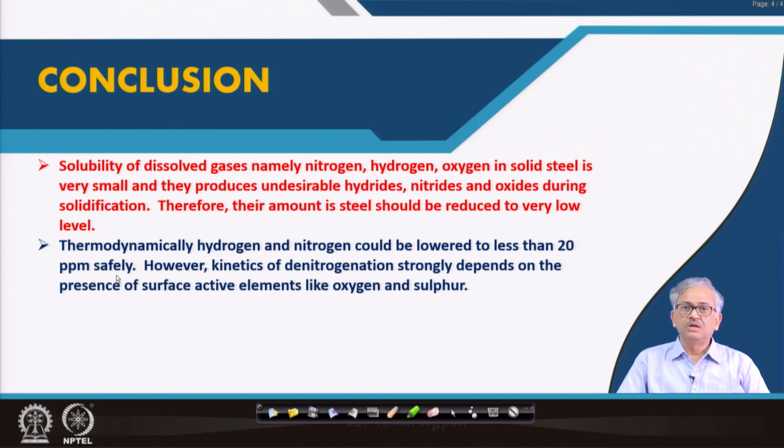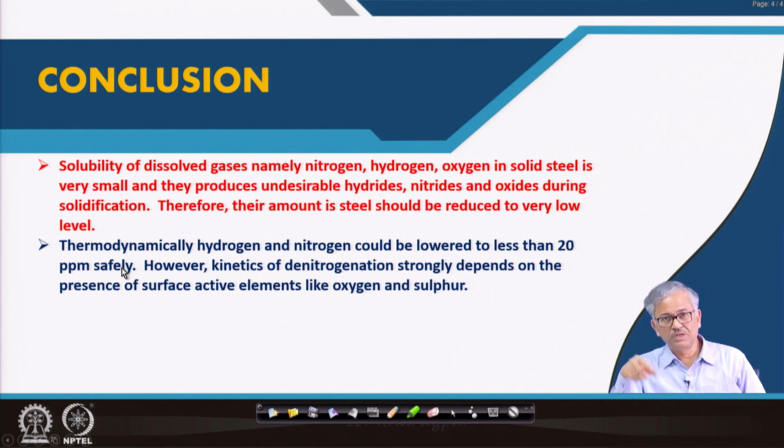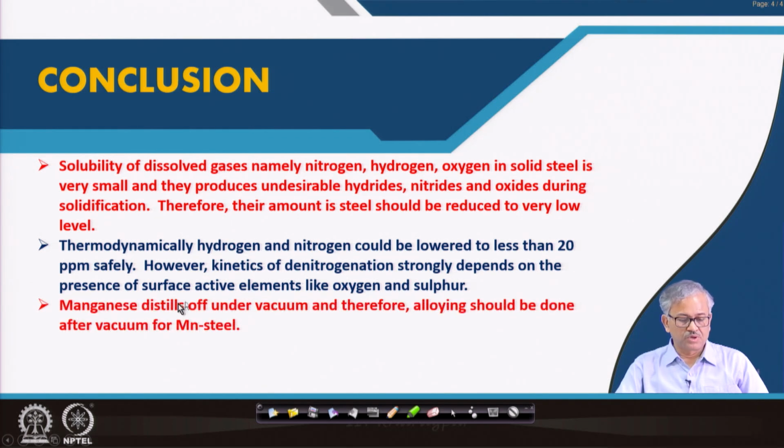So you have to deoxidize and desulfurize the bath; you have to bring down the oxygen and sulfur to a very low level, and then you can do the denitrogenation. Otherwise, oxygen and sulfur occupy the space on the surface and restrict the nitrogen desorption from the liquid bath to the atmosphere. So it is very important. We have also seen that manganese distills off under vacuum, and therefore, if you want to produce a manganese steel, you must do the alloying after the vacuum operation. After you do the vacuum, at the last stage, you do the alloying.